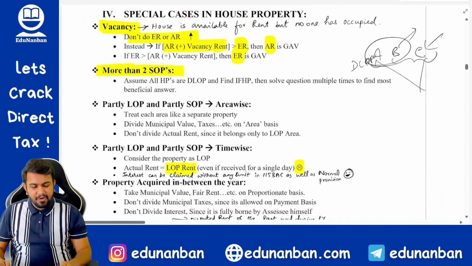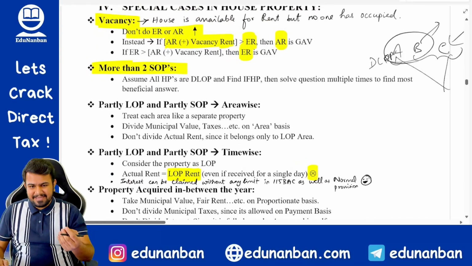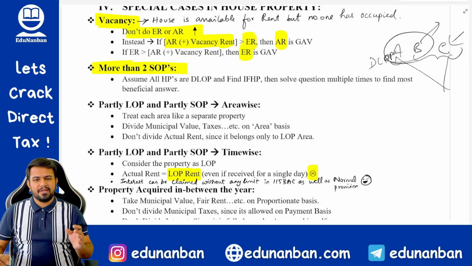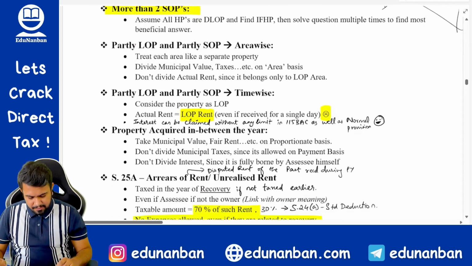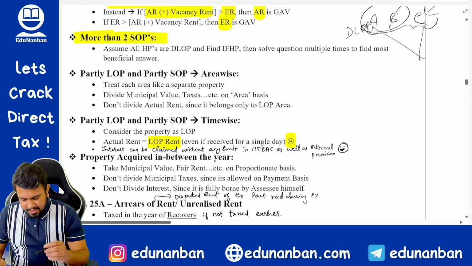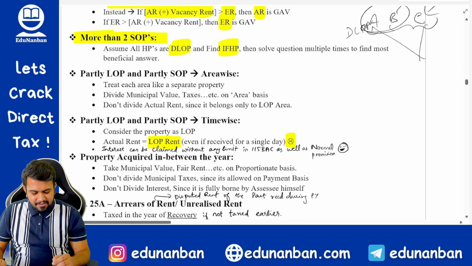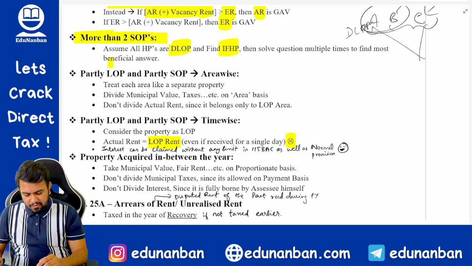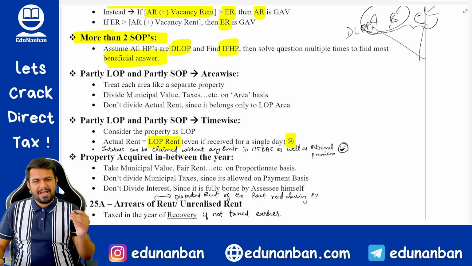For this, you will not be able to understand by seeing this video. Only when you are solving that question which is there in the study material, you will be understanding the concept. So assume all the house properties are DLOP and find the income from house property. Then you have to solve the question multiple times to find which is the most beneficial answer.